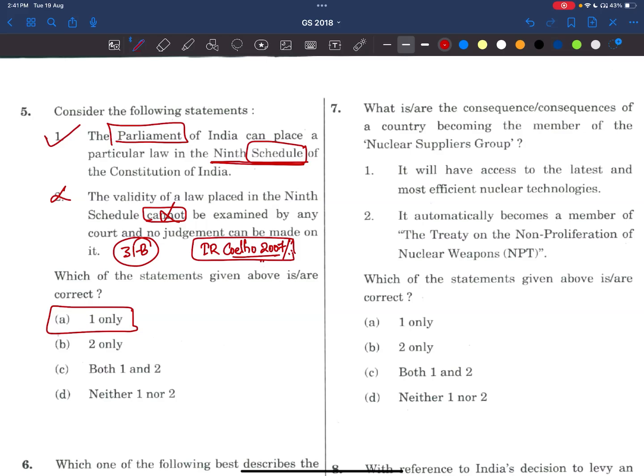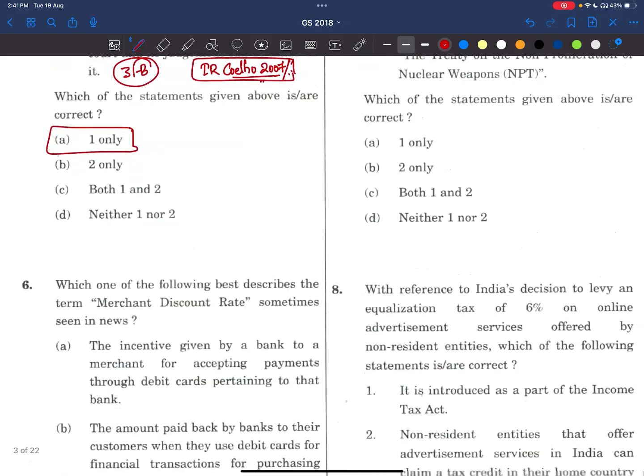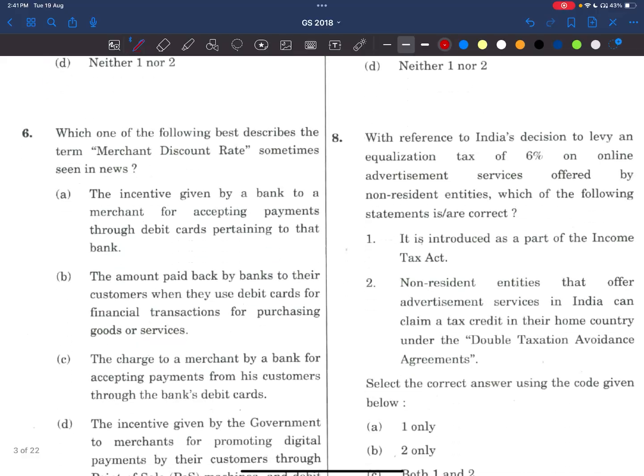UPSC will give one statement, one question this way, and it will try to make other dimensions from these type of questions. Okay, so that's it, friends. Here the answer is 1, right? No. Let's go to the 6th question.